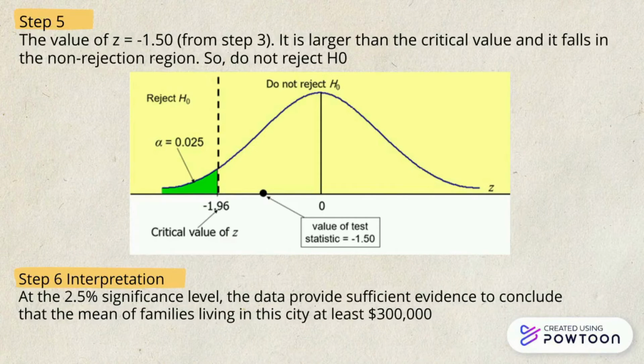Step 6. Interpret the result. Hence, the answer is, at the 2.5% significance level, the data does not provide sufficient evidence to conclude that the mean income of families living in this city is less than $300,000.